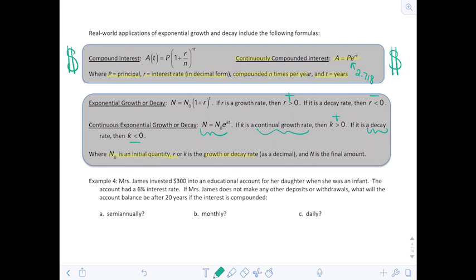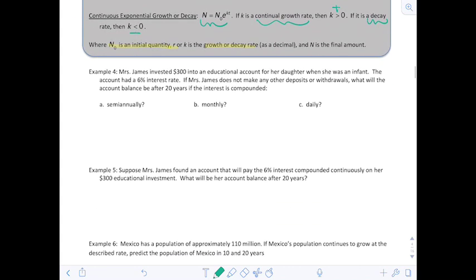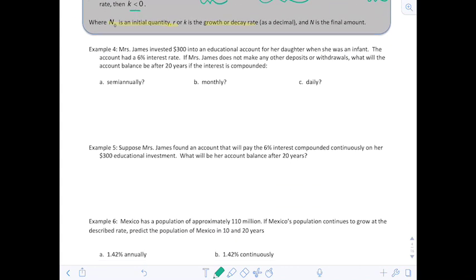Okay, so we're going to finish up this section by just doing some applications with these formulas. Example 4 says Mrs. James invested $300 into an educational account for her daughter when she was an infant. The account had a 6% interest rate. If Mrs. James does not make any other deposits or withdrawals, what will the account balance be after 20 years if the interest is compounded semi-annually, monthly, or daily?